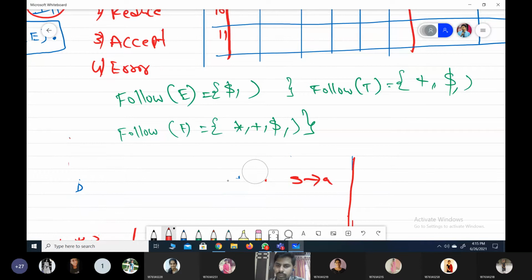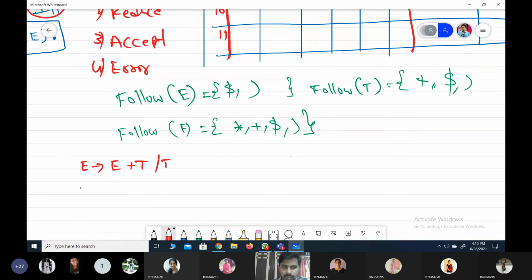Yes or no? Fine. Is it the symbols? Any one of them? I hope these are the symbols. Simply I am writing the grammar. E tends to E plus T, or T. T tends to T star F, or F. F tends to open parenthesis E, close parenthesis, or id. Is it? Everyone.